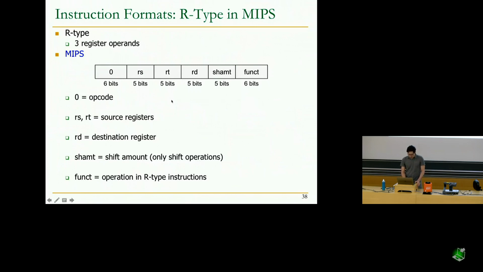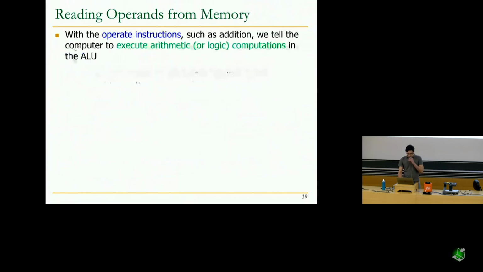The last thing here is that we also have this shamt field. This means shift amount. It's going to be used for the shifting instructions that I mentioned before. We can talk about this later again. Okay, that was an example in MIPS and in LC3 of an operate instruction.